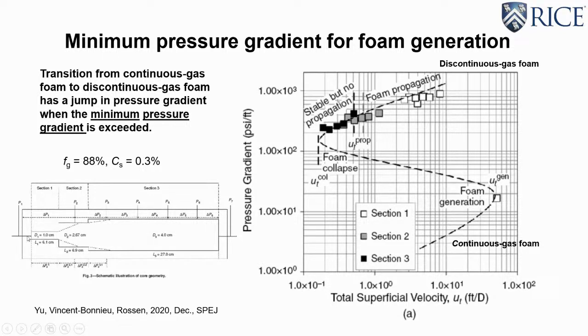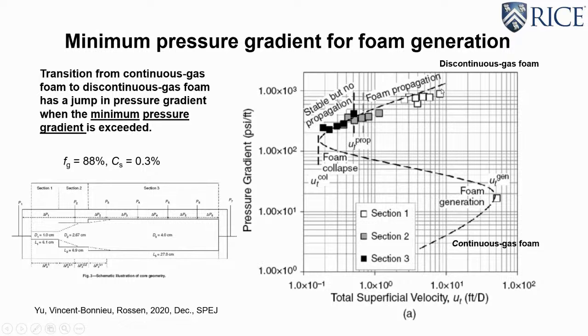And so as you flow through this system at a fractional flow of 88%, you have high velocity in the first section, intermediate velocity in the second section, and low velocity in the third section. And so at the time, whenever we had flowing through the system, look at the pressure gradient as a function of the total superficial velocity.